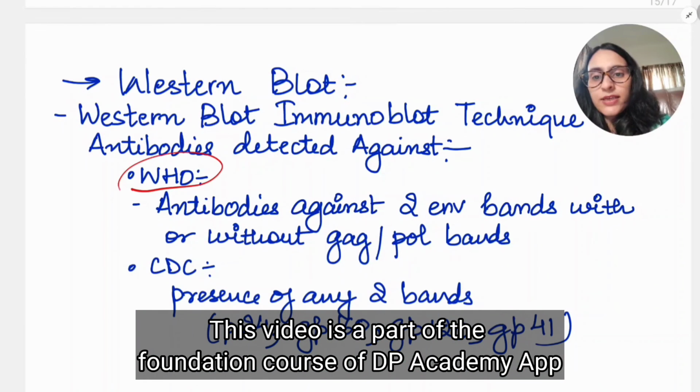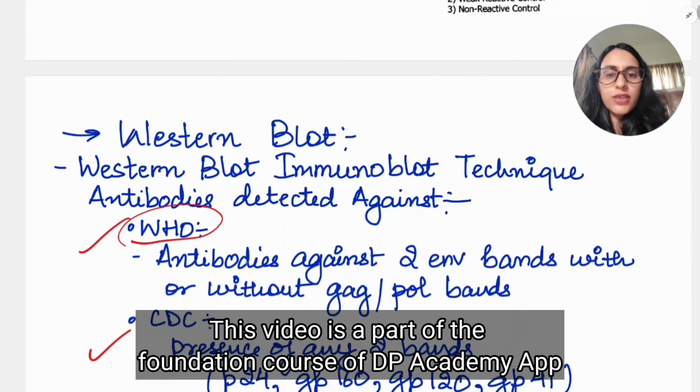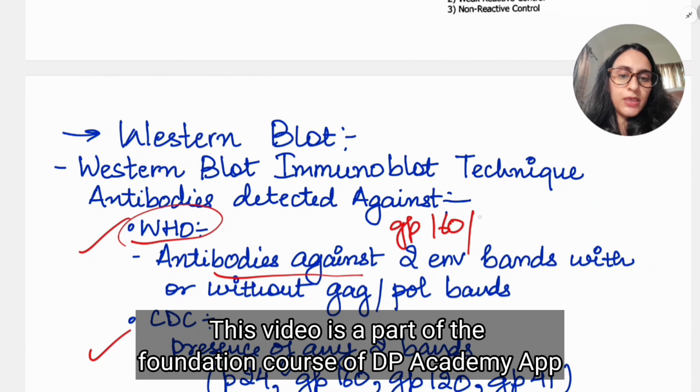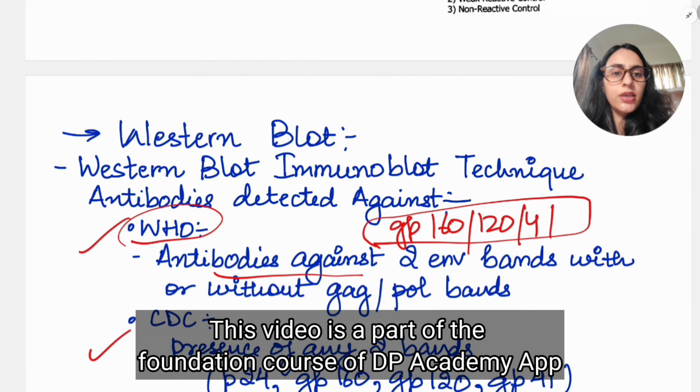And there are two guidelines. One is the WHO guideline, another one is the CDC guideline. WHO says if the antibodies are against two envelope bands, what are the three envelope bands? Either it is GP160 or GP120 or GP41. If among these three, two come positive, with or without the gag or pol bands, then we say it is a positive Western blot.